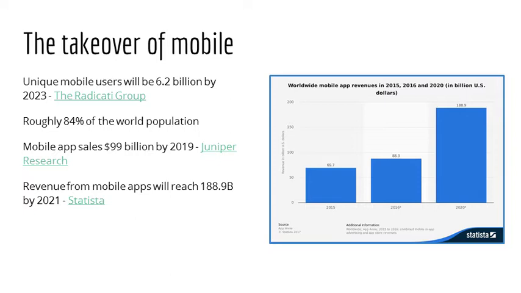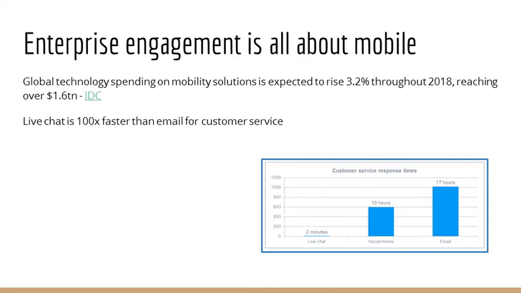Now, these are huge numbers, and what it means is that organizations, and particularly enterprises, can't afford to ignore mobile anymore. Enterprise engagement is all about mobile, and we see that increasingly spends are shifting towards mobility solutions and away from legacy applications that need to be maintained despite technical debt. IDC says that through 2018, mobility solution spending will reach $1.6 trillion.